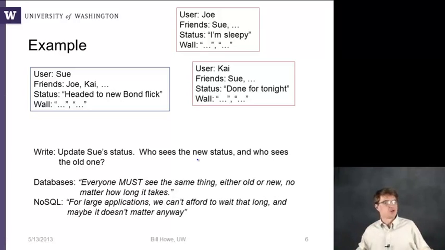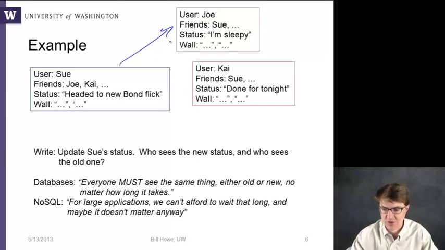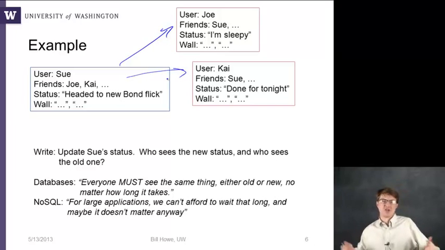Okay. And the NoSQL systems sort of made this observation that said, well, look, for really large applications, we simply can't afford to wait arbitrarily long for this to happen, right? You need status updates to be able to commit and respond so the user can go on and do other things, right? They can't sort of look at an hourglass while the synchronization is still occurring. And then further, the observation is, well, maybe it doesn't matter anyway. I mean, is it really that important that, here, if Sue's friend Joe sees the new status while Kai still sees the old status, maybe who cares, right? As long as Kai eventually sees the new status, maybe that's good enough.